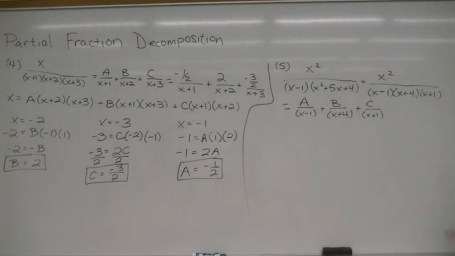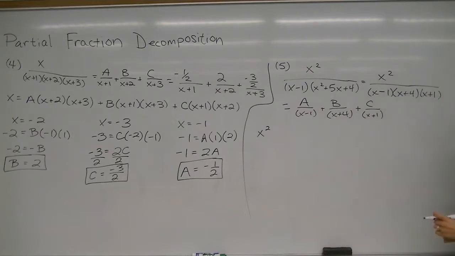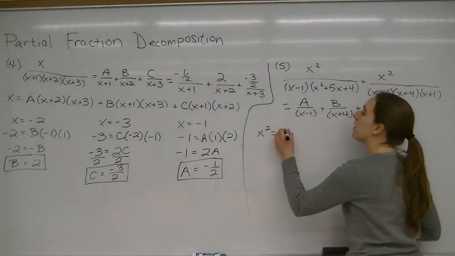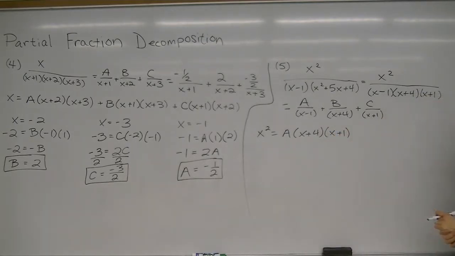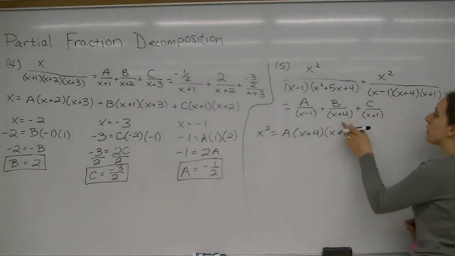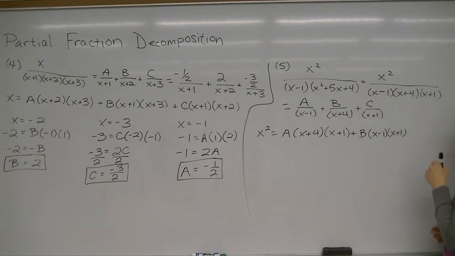Then I can multiply through by this denominator all the way across. So this term, when I multiply, will cancel with the denominator. I'll just be left with an x squared. This piece, the x minus 1, will cancel. I'll just be left with a and the second 2 terms. So x plus 4, x plus 1. Here, I'll be left with b times x minus 1 times x plus 1, because this term will cancel, the middle one. And then c times x minus 1 times x plus 4. So I have another long polynomial. Let's find our 3 values of x now.